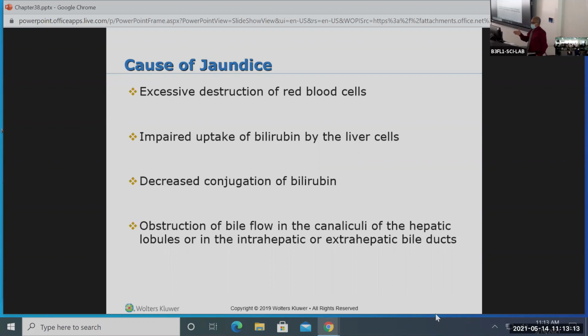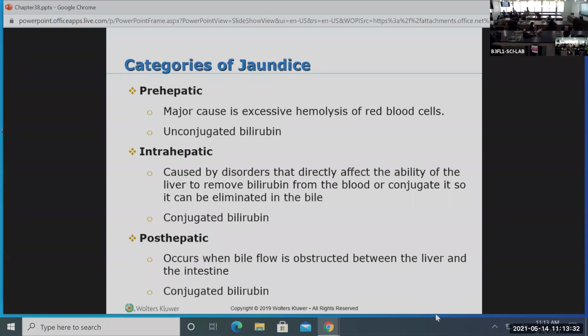Outside the liver means extrahepatic; they're talking about the bile duct, right and left hepatic duct, common bile duct. Now, all are important. Categories of jaundice. One over here is called pre-hepatic.